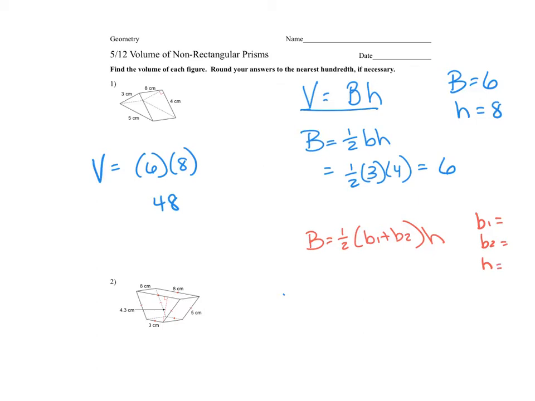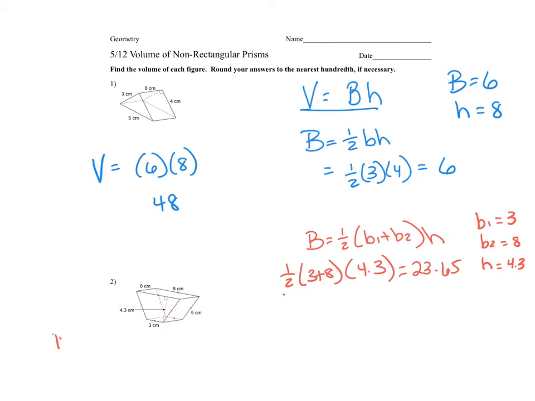So B1 is 3, B2 is 8, and the height of the trapezoid is 4.3. So we put that in the formula, 1/2 (3 plus 8) times 4.3. And we get, let me write that again, 23.65. So that is the area of the base.